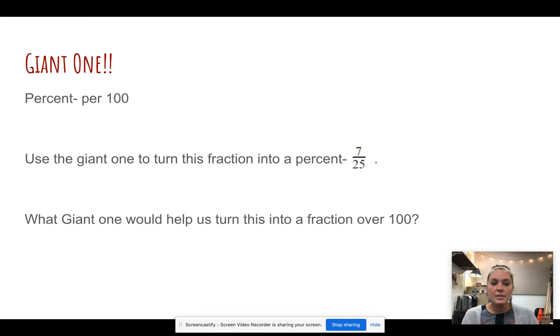So you've heard me say this before, but percent means per 100. Cent means 100. There's 100 cents, 100 pennies in a dollar. So let's use the giant 1 to turn 7/25ths into a percent. What giant 1 would help us turn this fraction into a fraction over 100? You would need to use 4 over 4 as your giant 1 because 25 times 4 is 100. So you need to take 7 times 4 to get 28, meaning this is 28%.